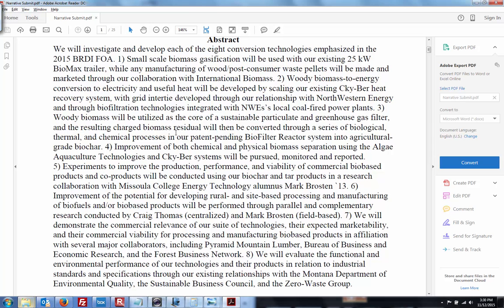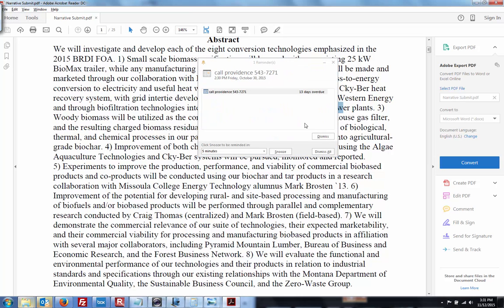here it is. Okay, so like I said, we got the 25 kilowatt biomass gasifier that makes electricity, woody biomass to energy and heat, grid tie, there's your Northwestern Energy, and what we're looking to do is even partner with coal-fired power plants to reduce the amount of pollution they put in the air. So there's even more integration.